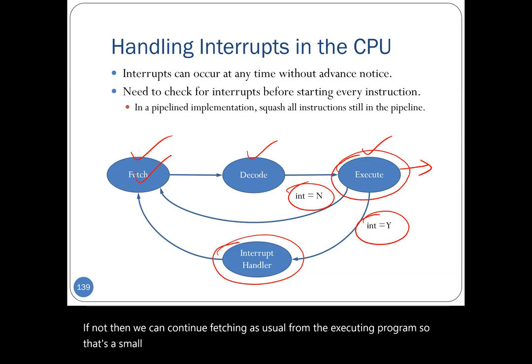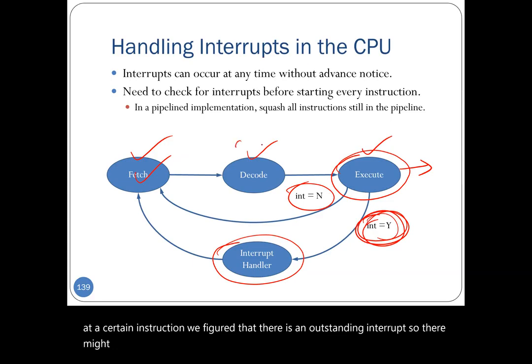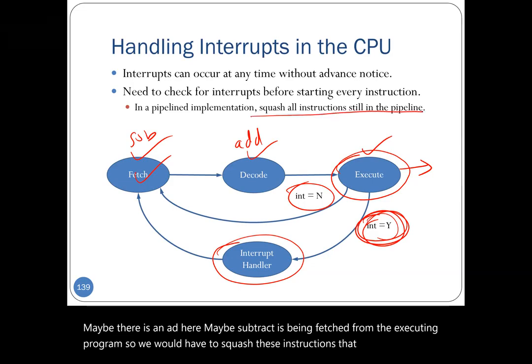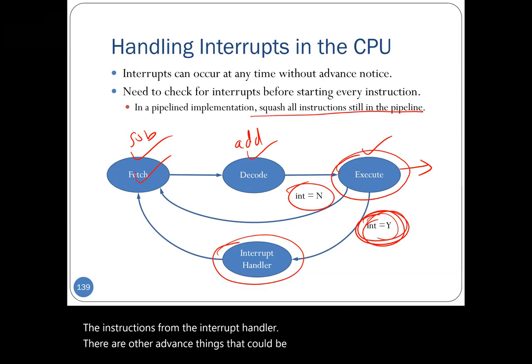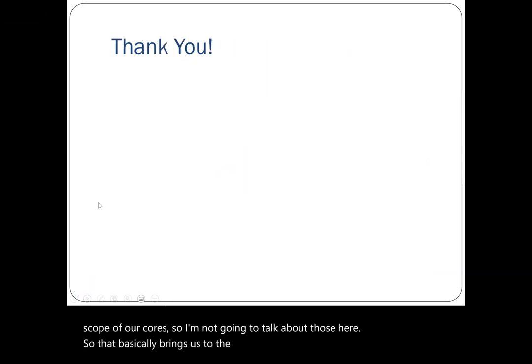Note that in the pipeline implementation, if it so happens that at a certain instruction we figure that there is an outstanding interrupt, there might be some instructions that are in these intermediate stages. Maybe there is an add here, maybe a subtract is being fetched from the executing program. We would have to squash these instructions that are still in the pipeline before we start executing the instructions from the interrupt handler. There are other advanced things that could be done, but those are not in the scope of our course, so I'm not going to talk about those here. So that basically brings us to the end of this unit and also our discussion of interrupts.